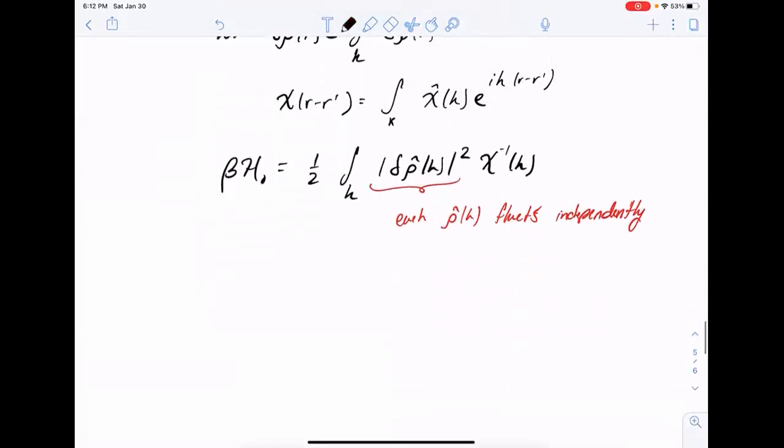Indeed, we can read off delta rho of k magnitude squared and average as just chi of k, which is diagonal in k and thus has an inverse which is trivial to compute. So this looks really like a harmonic oscillator system, a set of uncoupled modes. So in that Fourier representation, we could think through what a constraint would do.